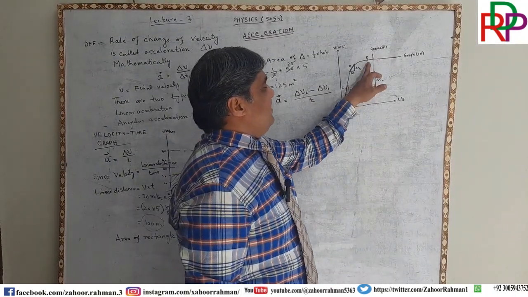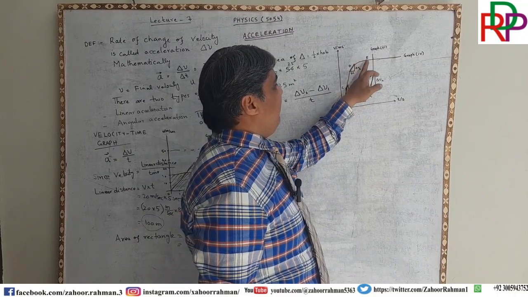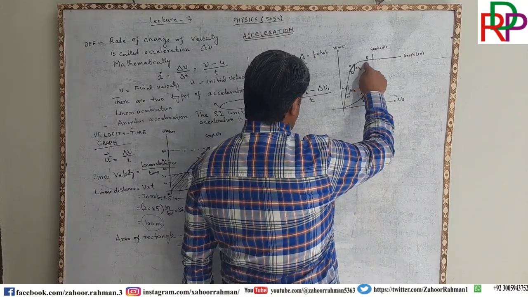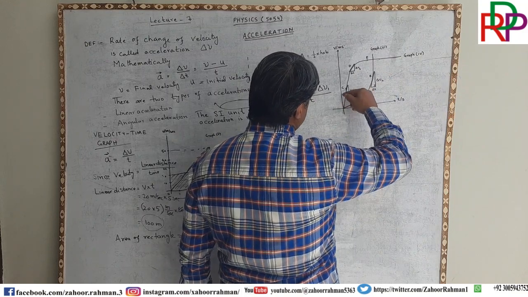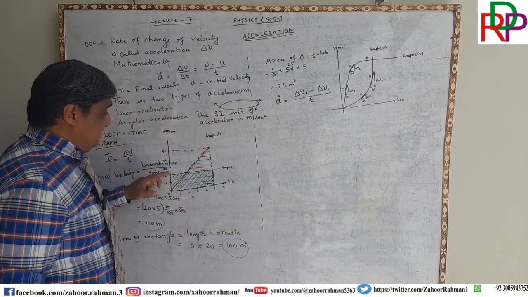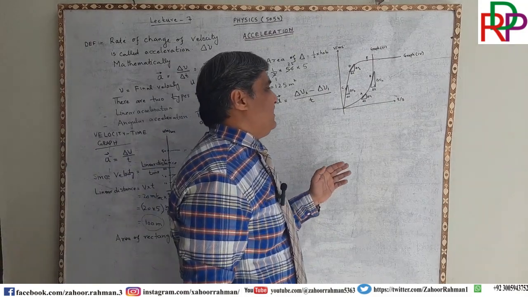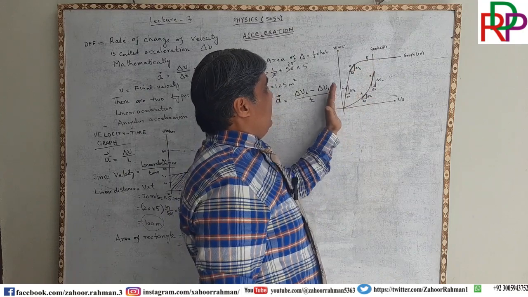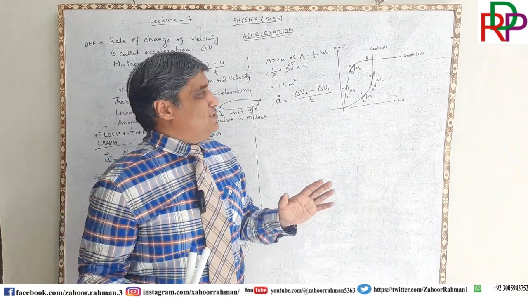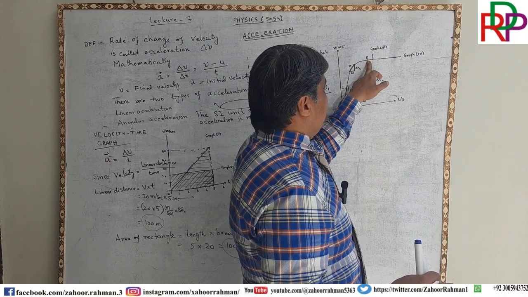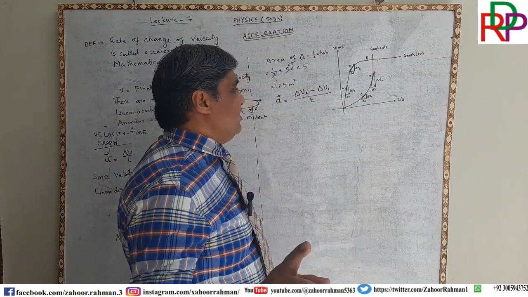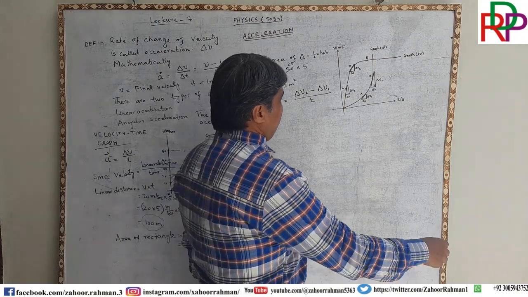Now at point E, the velocity stops increasing or decreasing. From this point onward, this object is moving with constant velocity, neither increasing nor decreasing. Here it is increasing, but here it is decreasing, and when it reaches point E, from the graph we can observe that at E there is a straight line, so it means that it is neither increasing nor decreasing.